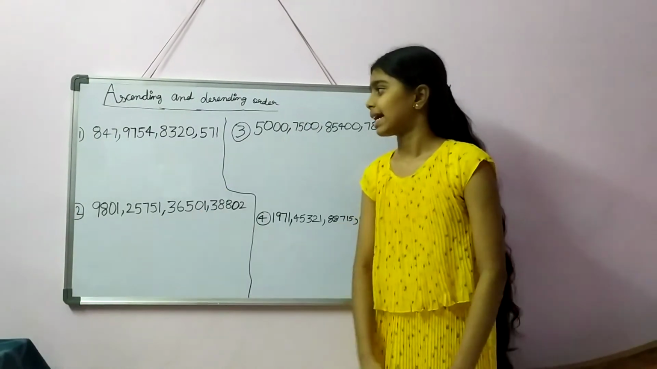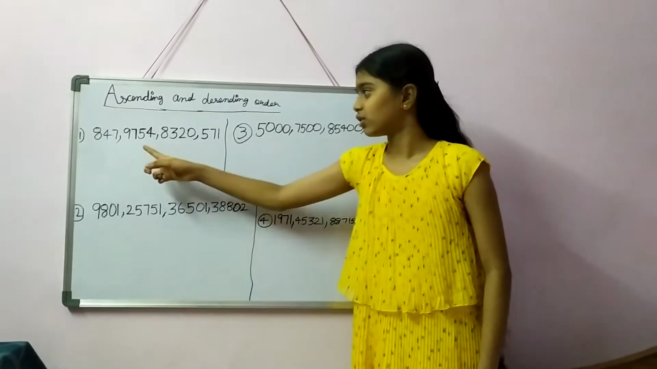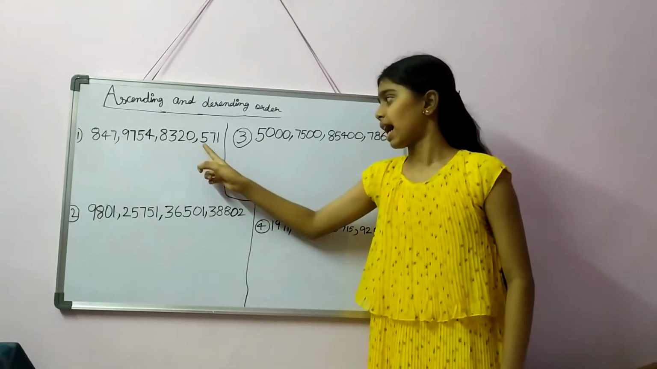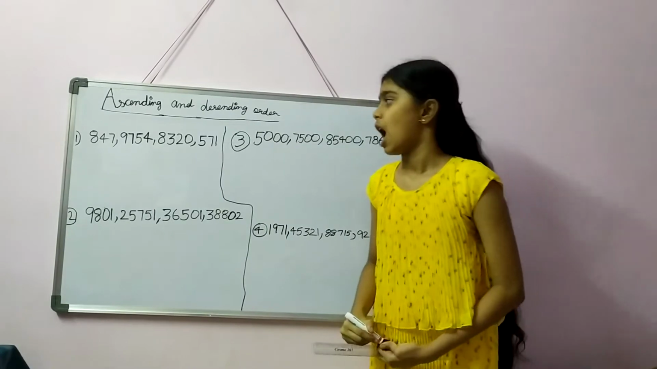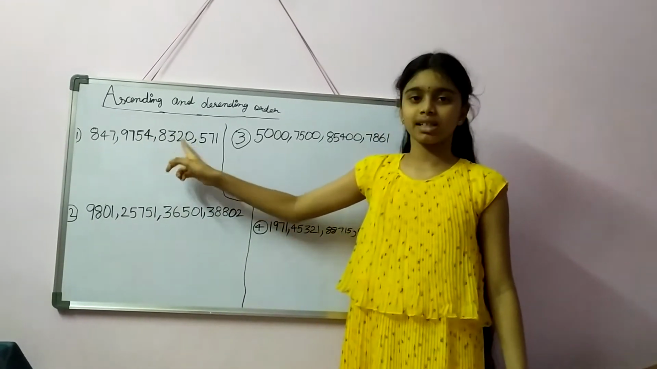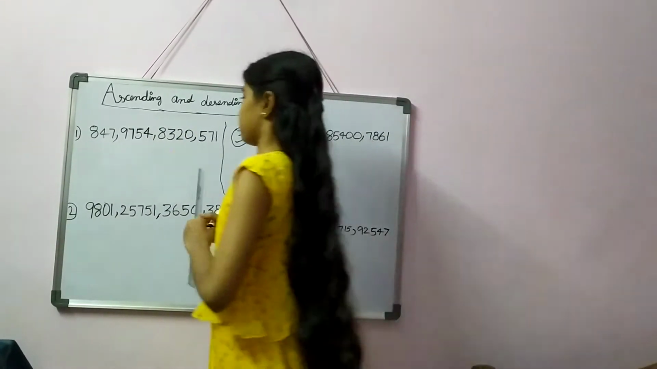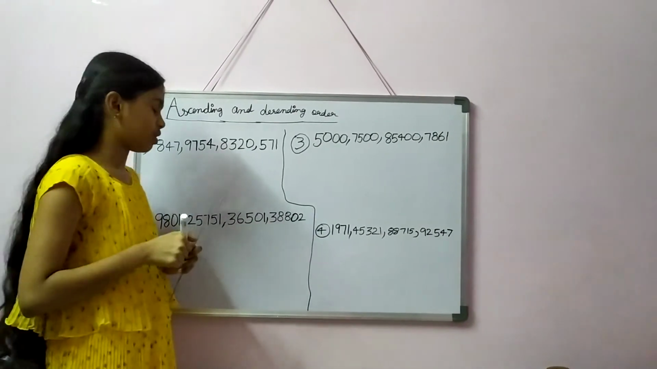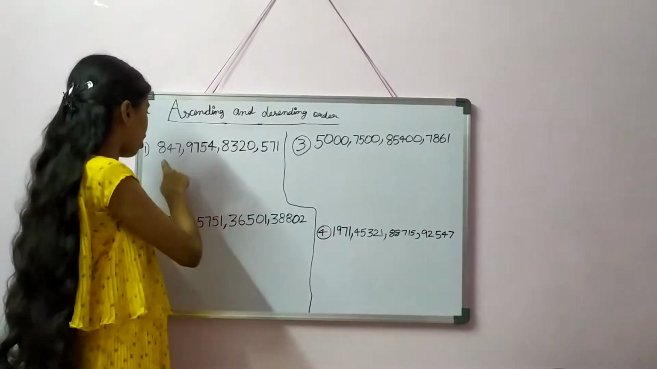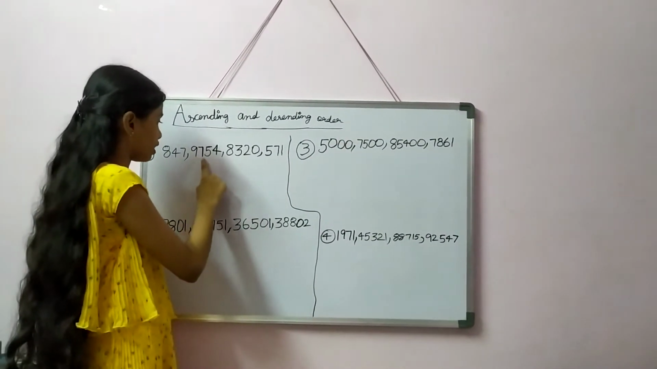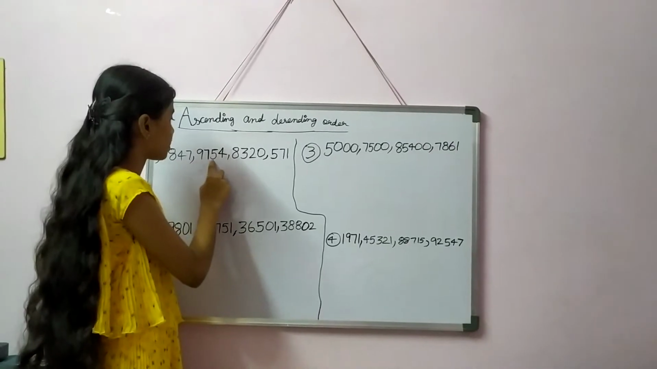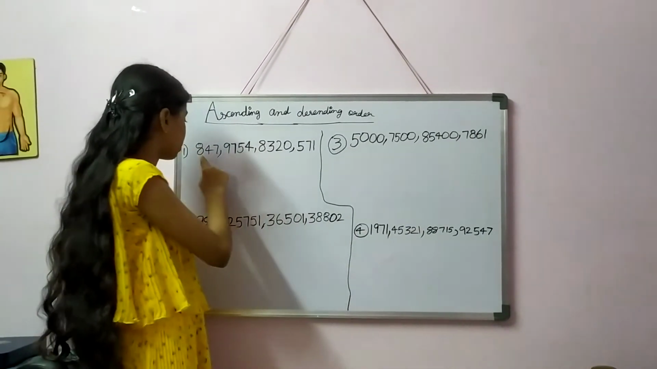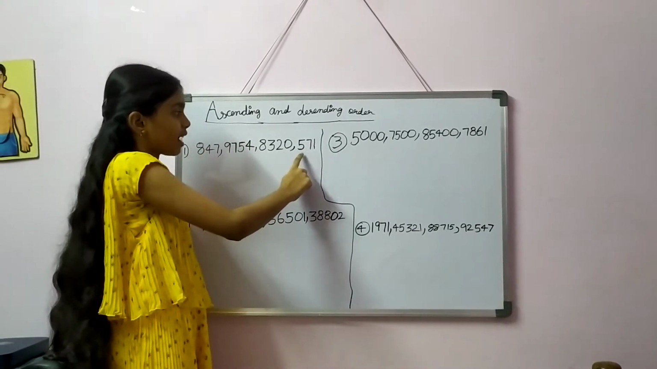You can see the numbers 847, 9754, 8320 and 571. Now let us start with the first, ascending order. Ascending order is from smallest to biggest. Now you can see all the numbers. There are two numbers, 9754 and 8320. You can leave those for now and first look at 847 and 571.